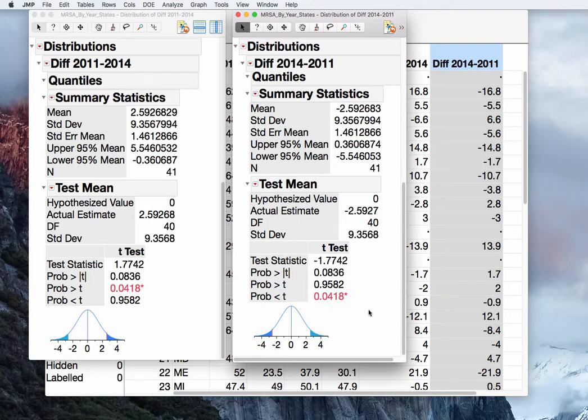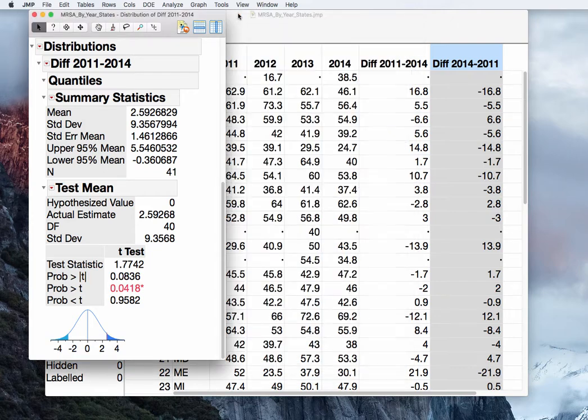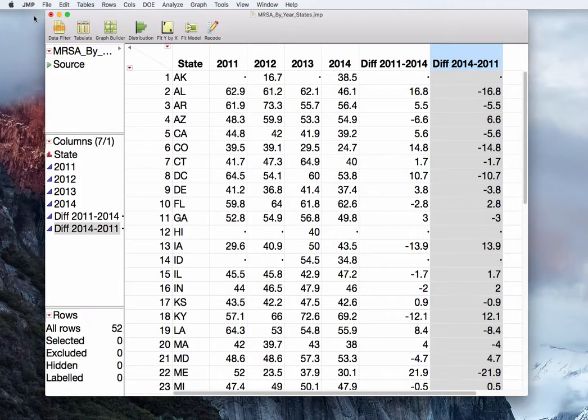That is how to do the paired t-test using a difference score. Up next, we'll see how to do the paired t-test using an actual shortcut in JMP.